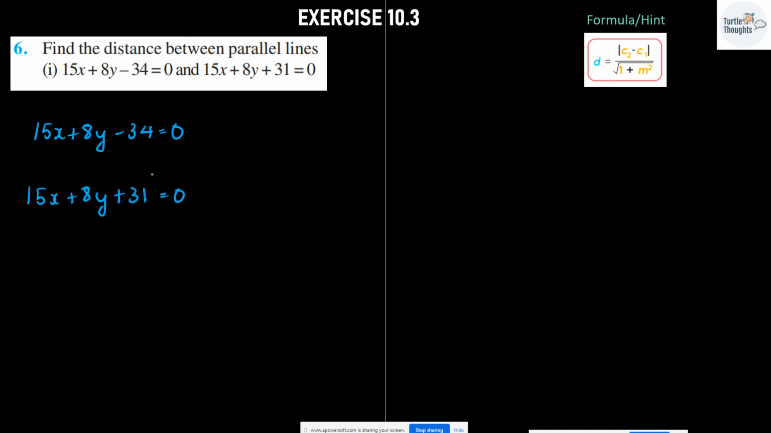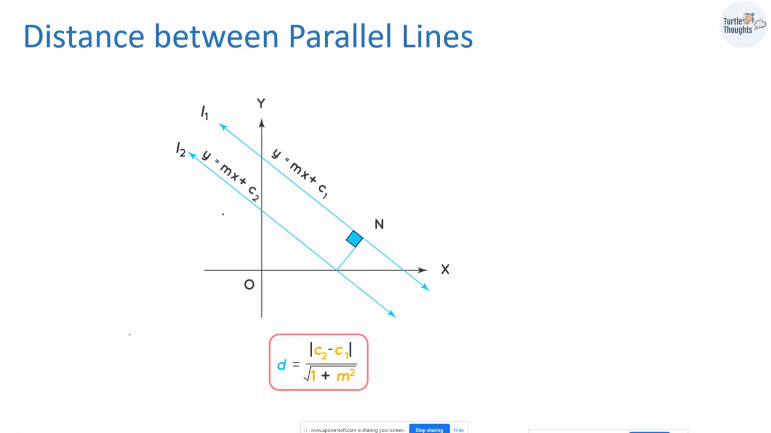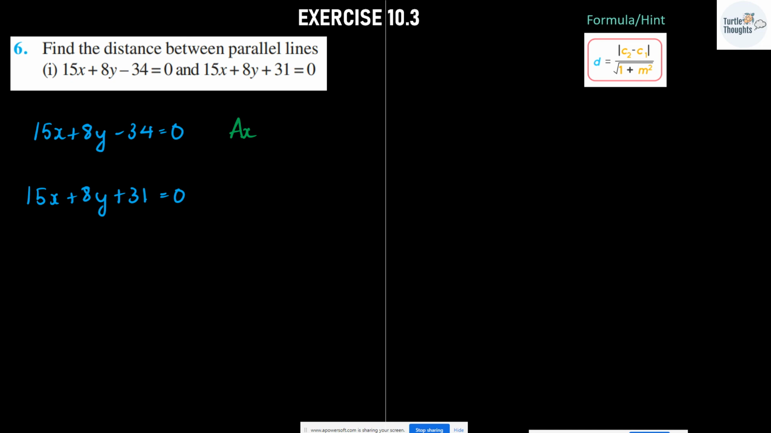I will be comparing both the lines with the general equation. So the general equation for two parallel lines can be written as y is equal to mx plus c1, or you can take it as ax plus by plus c1 is equal to 0, ax plus by plus c2 is equal to 0. In the formula, you need only your c1 and c2 and your m. Is that correct? Yes. So what can I do here?